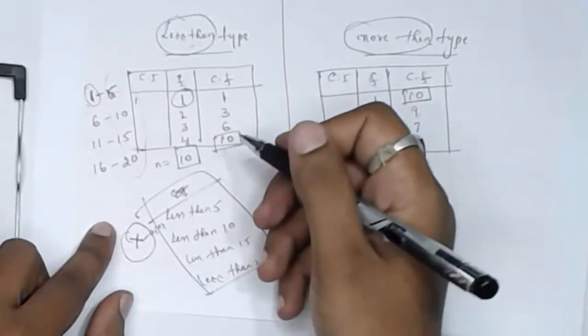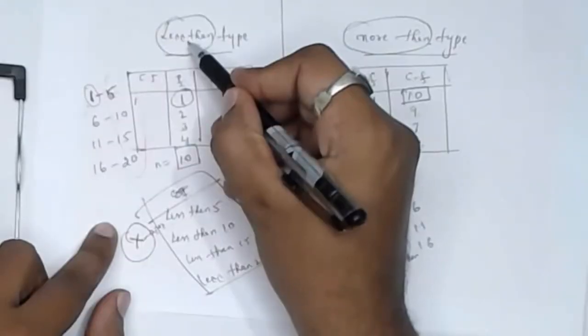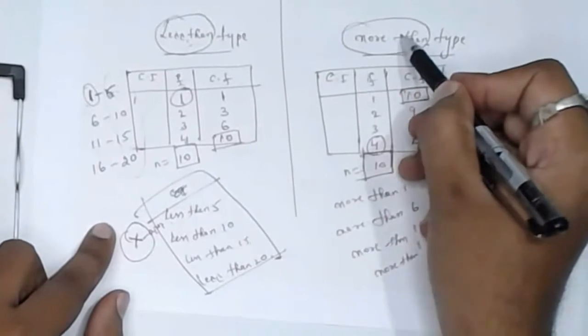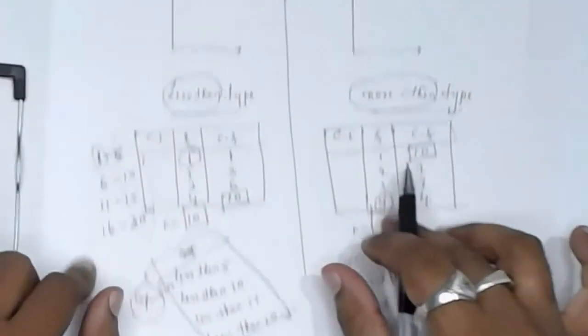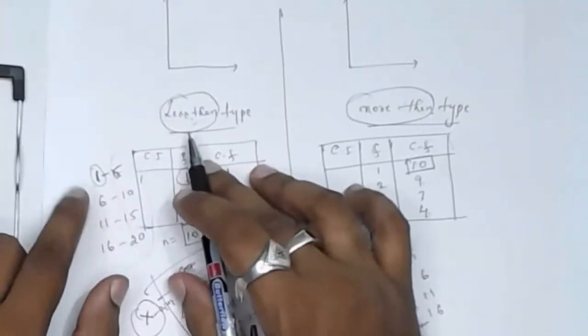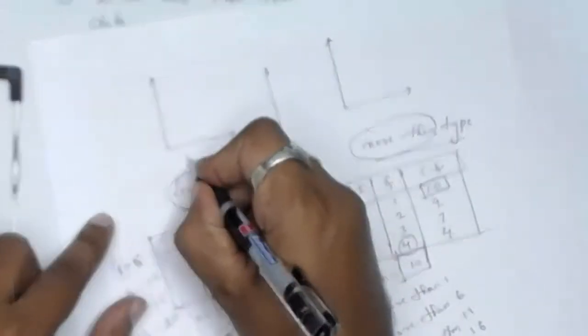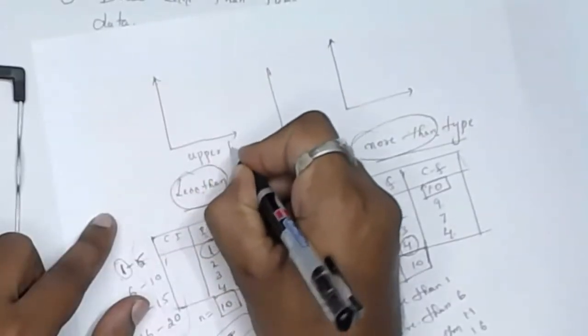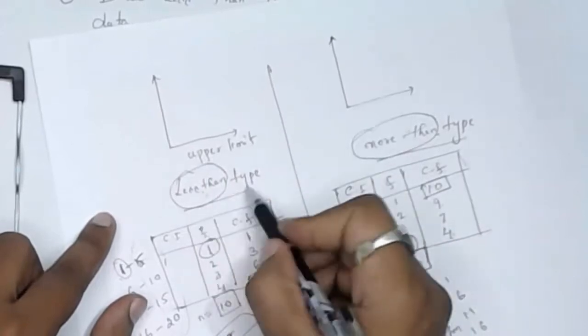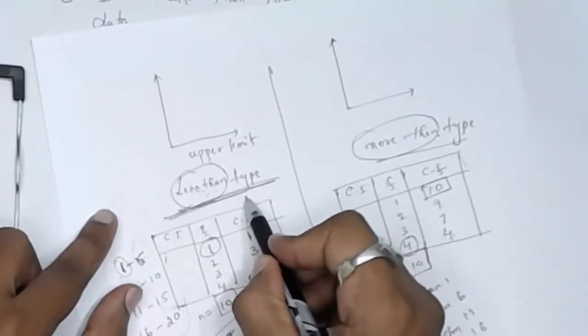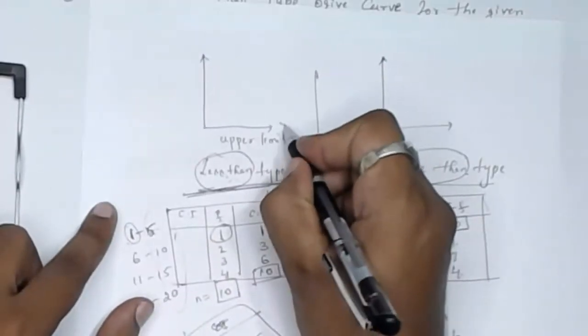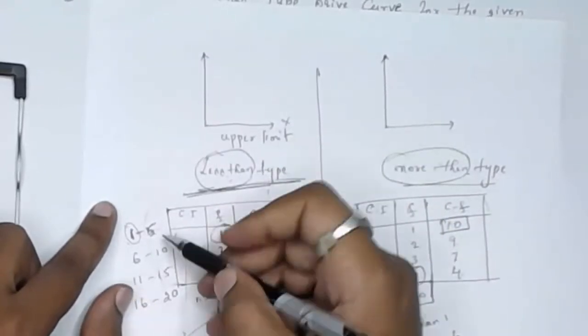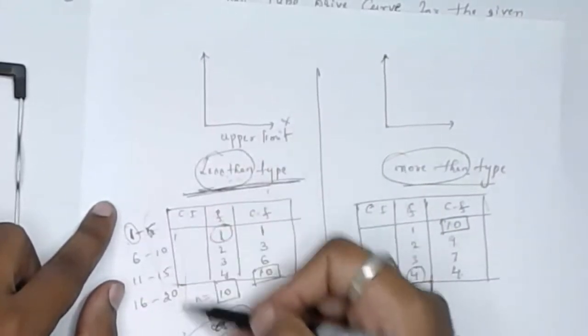See, the opposite of less is more, and the opposite of more is less. I am giving you the logic. Less, what is the opposite? More. More is nothing but upper, that is nothing but what we call the upper limit. In a less than type graph, in a less than type curve, what you have to do? You have to write the x-axis as upper limit, because 5, 10, 15, 20, these are all upper limits.